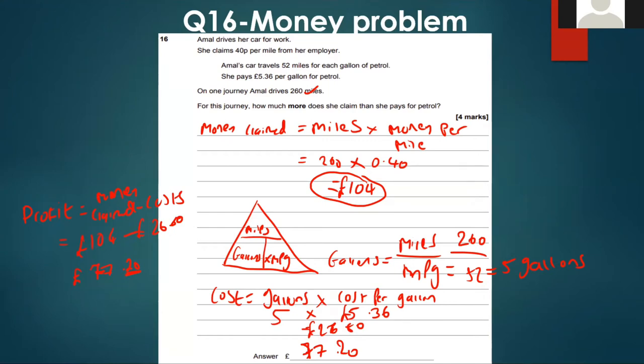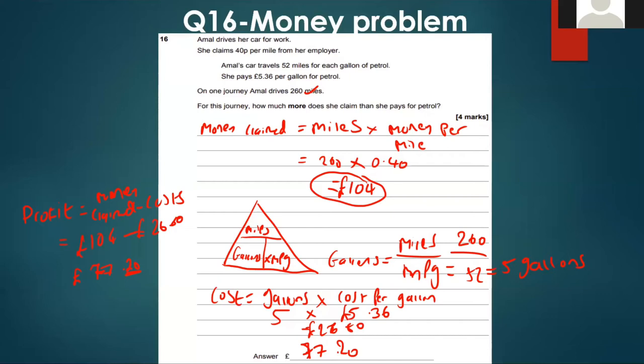Take them away, and that gives you the money claimed take away the cost, because you are working out how much more she claims than she pays for petrol. She's paying £26.80 and she's claiming 104. So how much more is there? How much more is 104 than 26.80? Well, that is £77.20 more.